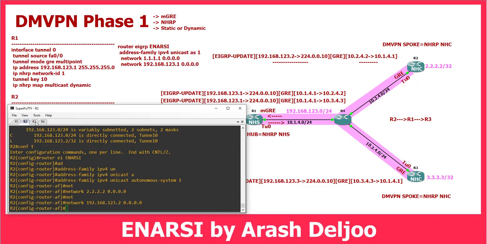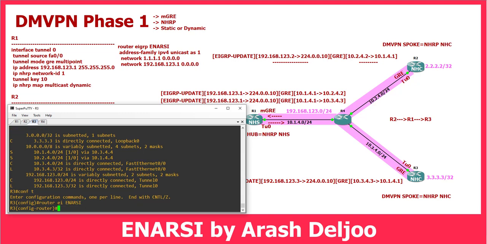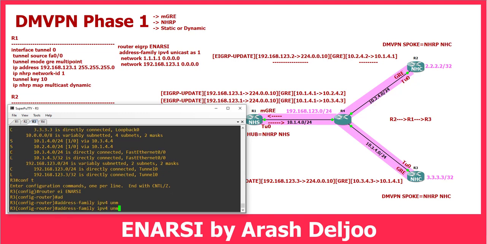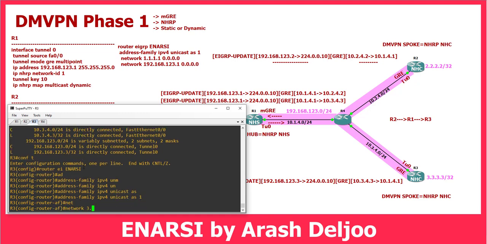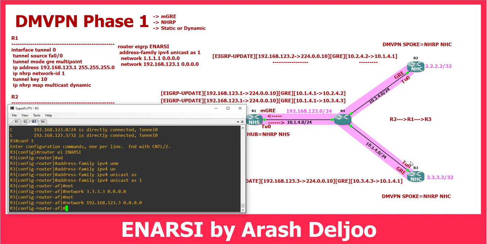Also, let me configure router 3: conf t, again router eigrp, for example, NRC. If you want, you can configure with the numbered mode, meaning the traditional configuration. Here we don't have any difference. Address-family ipv4 unicast AS 1, okay, then network quad 3, quad 0. After that, network 192.168.123.3, then quad 0. That's it. This is the configuration of EIGRP on router 3.